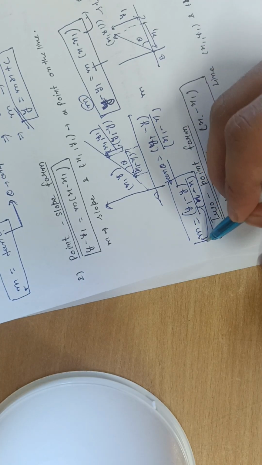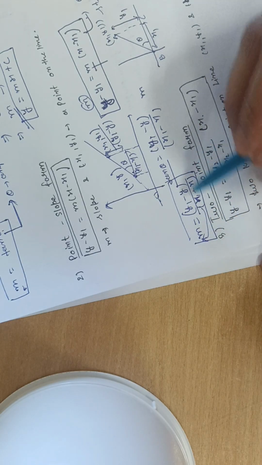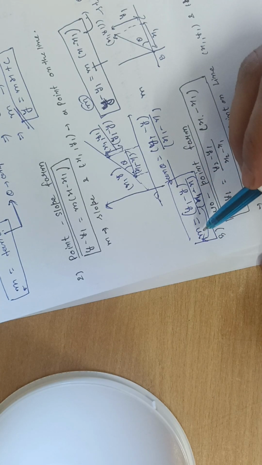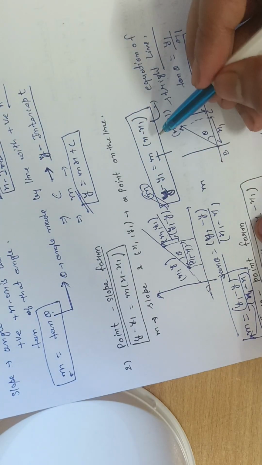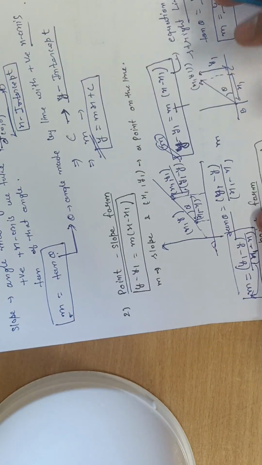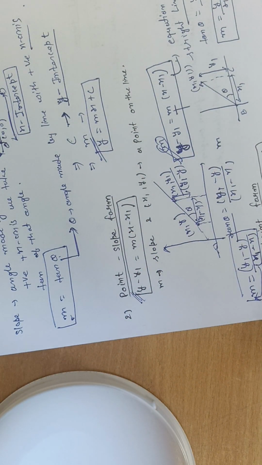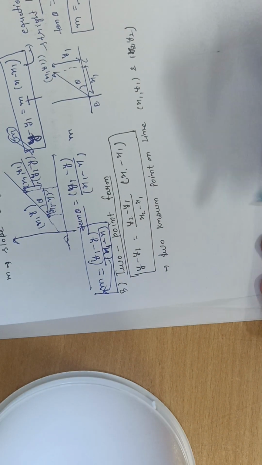If we take this x minus x1 to our left hand side, it is multiplied with m, and we will arrive at this result. This is the standard form of the point slope form. Now we will see the 2-point form.